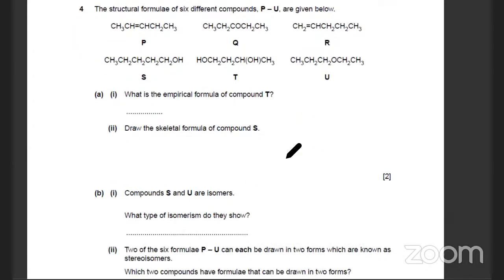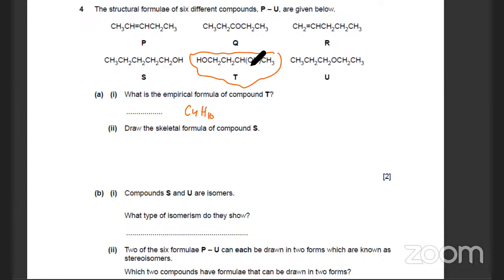Then the next one is you're given 6 molecules, and what is the empirical formula of compound T? So this is T. You just have to figure out what the actual formula is, like how many carbons it's got. It's got 1, 2, 3, and 4 carbon atoms. So that's C4. You can count the hydrogens. That's 1 plus 2, that's 3, 4, 5, 6, 7, and 3, 10. So that's 10 hydrogens. And how many oxygens?